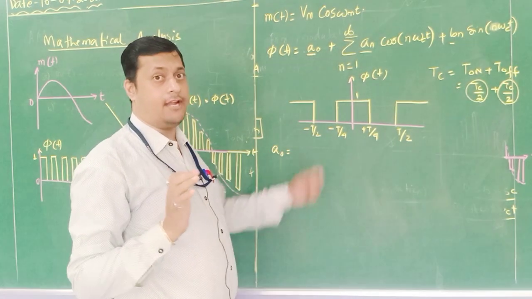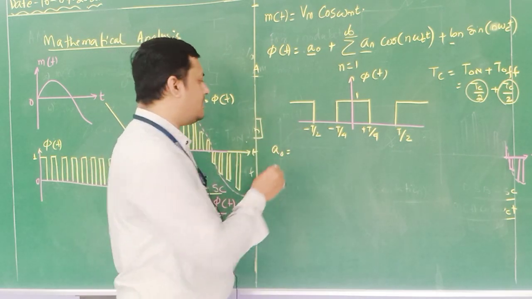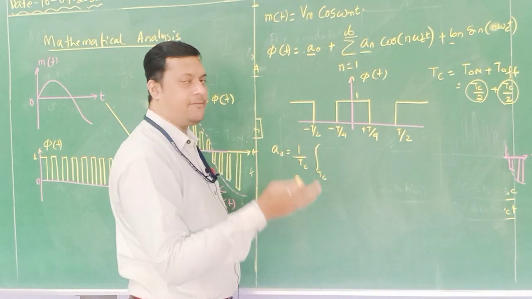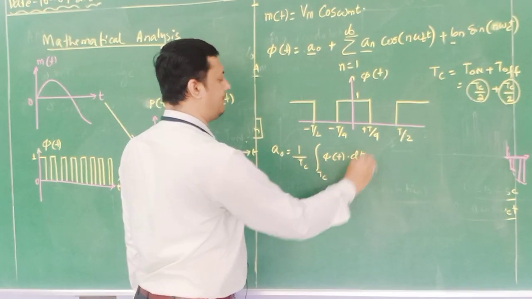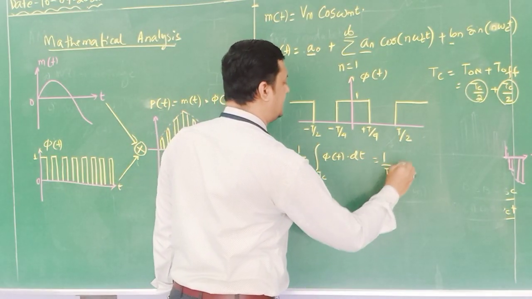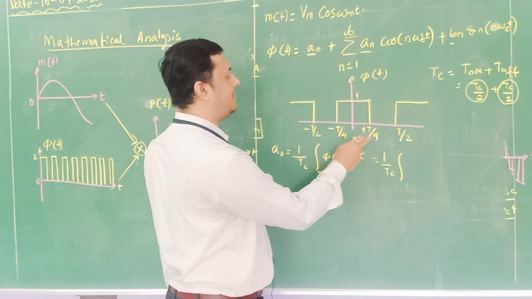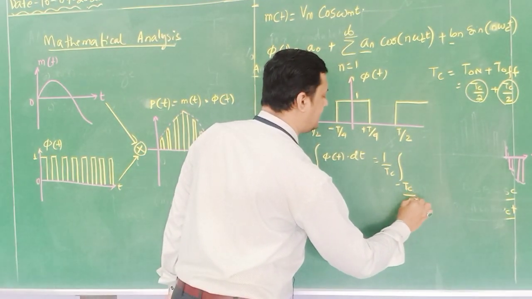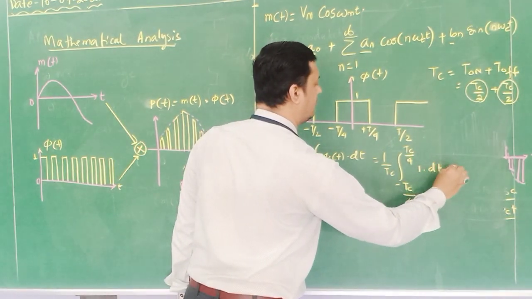Always remember that A0 indicates the DC component available in a particular signal. So what I will write? 1 by Tc integration over Tc, the time period we will decide, into phi of t into dt. Now 1 by Tc is the total time period, but this phi of t is available from minus Tc by 4 to Tc by 4, so amplitude is 1 into dt.